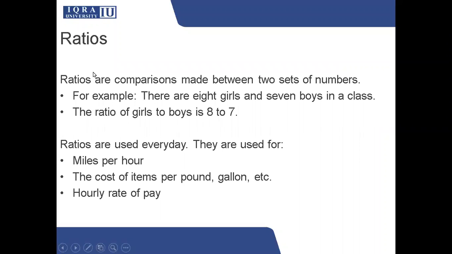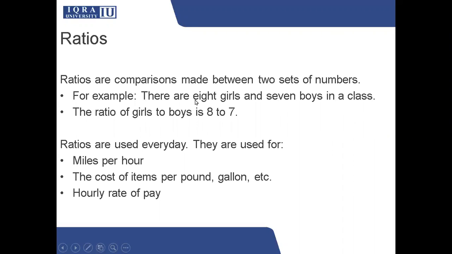So what are ratios? Ratios are basically comparisons that are made between two sets of numbers, right? So for example, if I were to say that there are 8 girls and 7 boys in a class, what is the ratio of girls to boys? What it means is basically you have to compare the number of girls and the number of boys, or the number of boys to the number of girls, right? So this is what a ratio is.